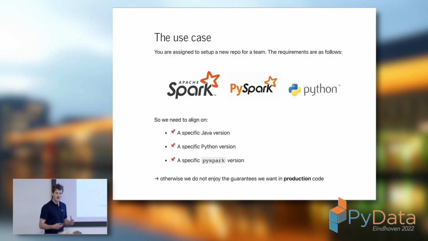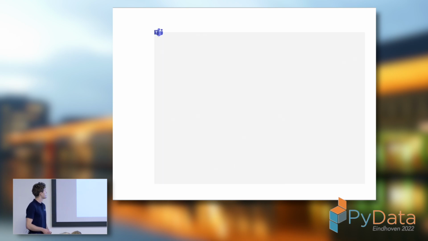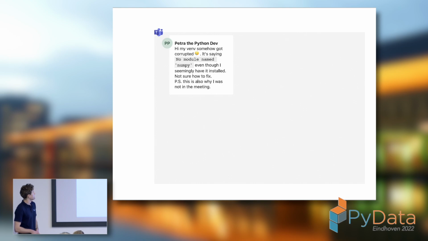And maybe to further emphasize what the potential problems can be here, I want to open up my Microsoft Teams window, and I have a couple of messages coming in. First, a message from Petra, the Python dev. She is saying, "Hey, my venv somehow got corrupted. It's saying no module named NumPy, even though I seemingly have it installed. Not sure how to fix. PS, this is also why I was not in the meeting." So yeah, pretty problematic. Petra missed a meeting because her venv got broken. This is costing us time.